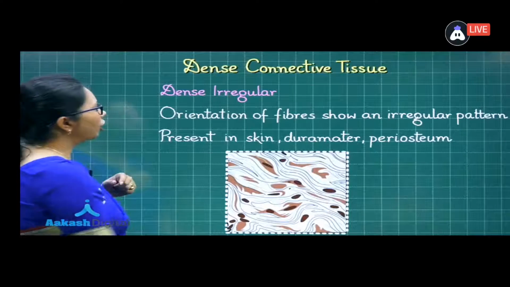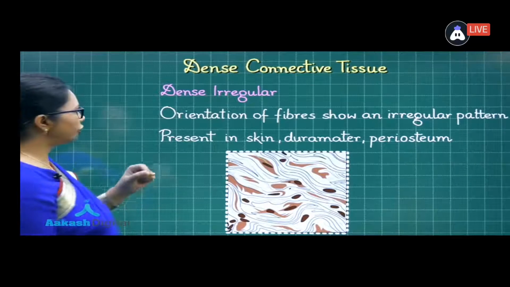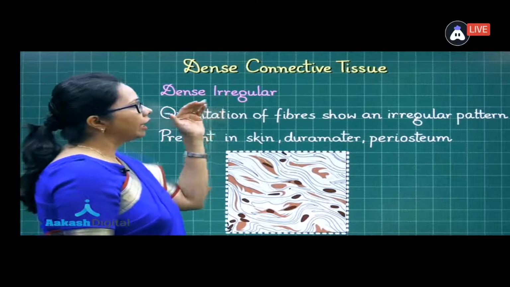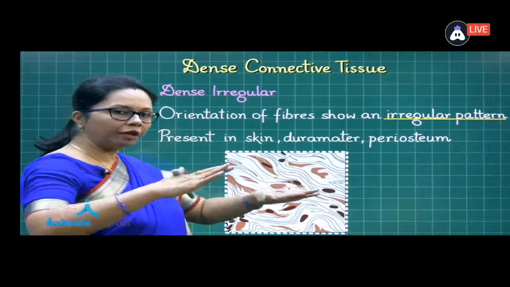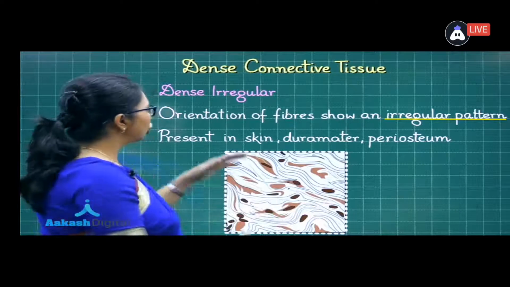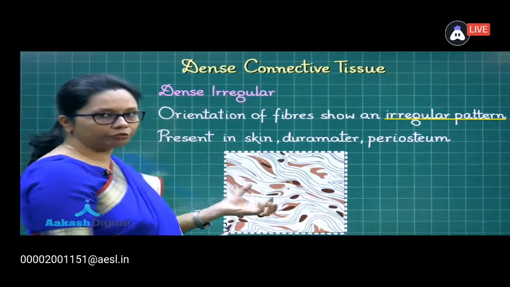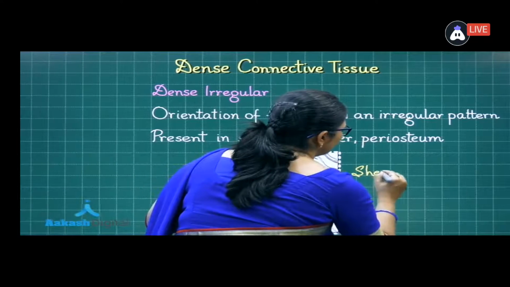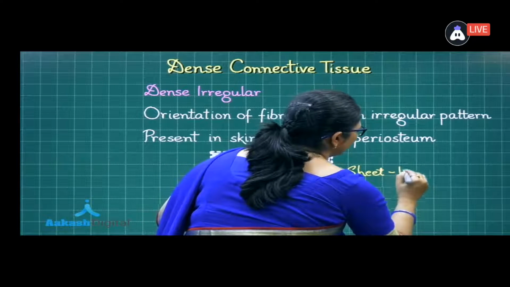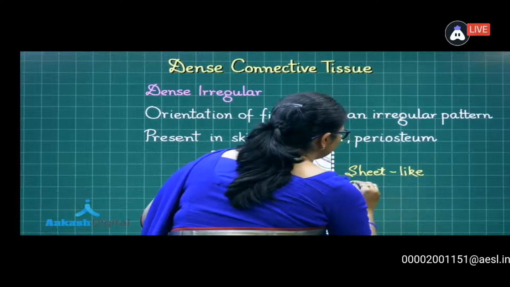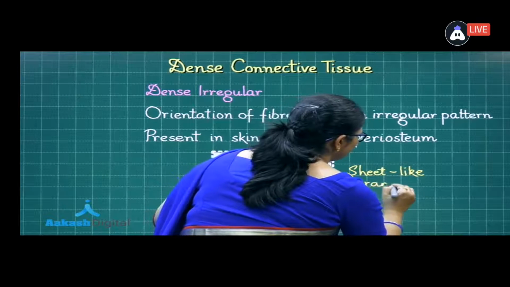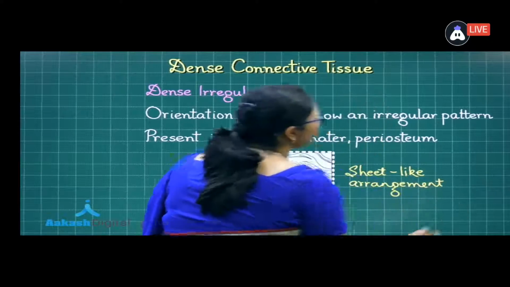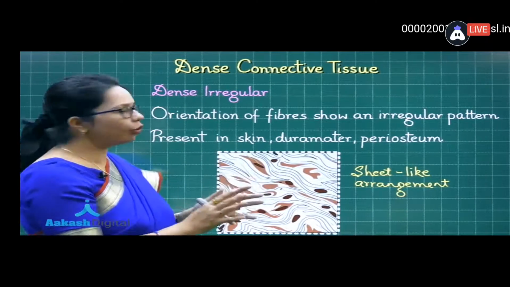Now moving on to the dense irregular connective tissue. Here the orientation of the fibers is in an irregular pattern. That means the fibers are going in different directions so that it forms a sheet-like arrangement. So it is not cord-like, but it is forming a sheet. So it is found as a covering sheath in several body parts.